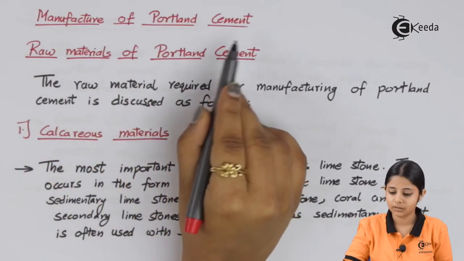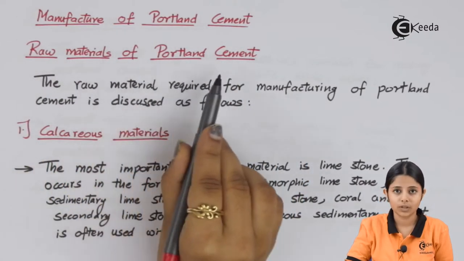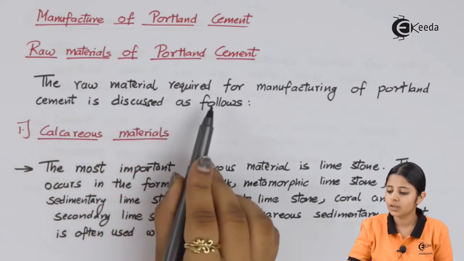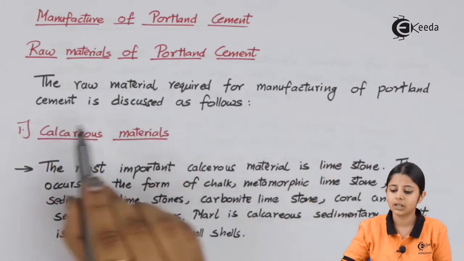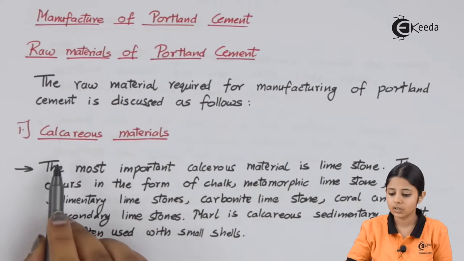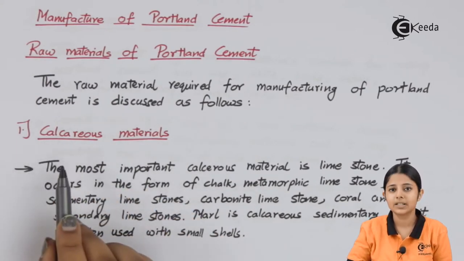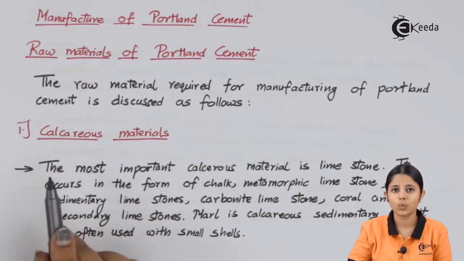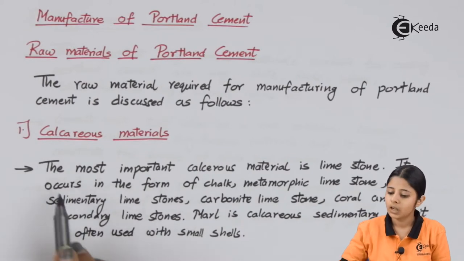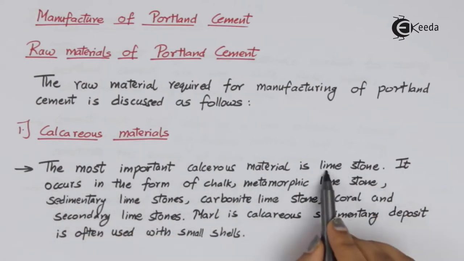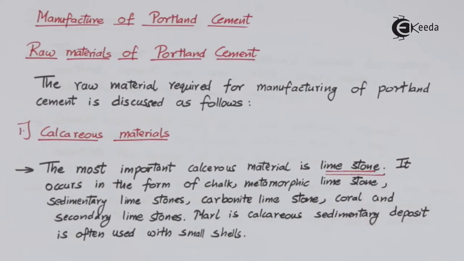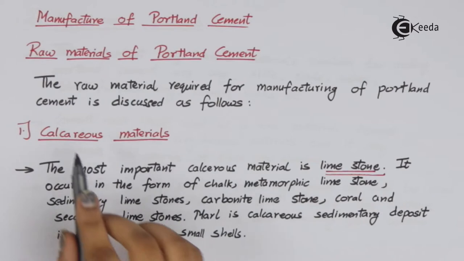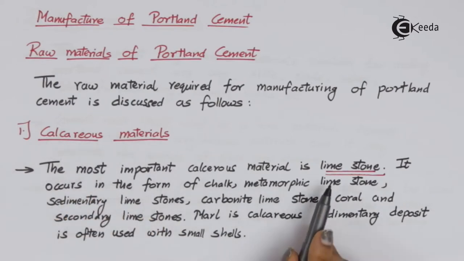Manufacture of Portland cement. The raw materials required for manufacturing of Portland cement are discussed as follows. The first one is the calcareous material. We'll see what exactly calcareous material is and why it is needed in Portland cement. The most important calcareous material is limestone. No cement can be made without limestone. All cements contain limestone. Limestone is one of the most important constituents of cement.